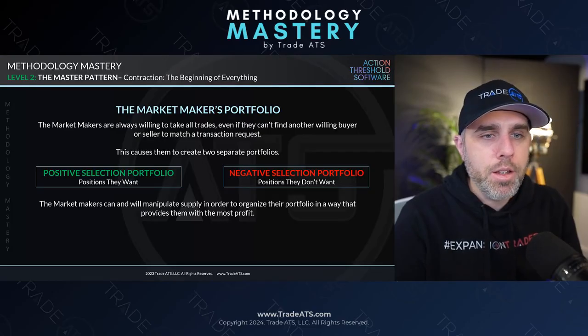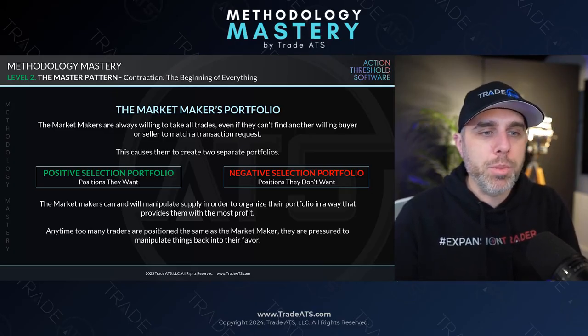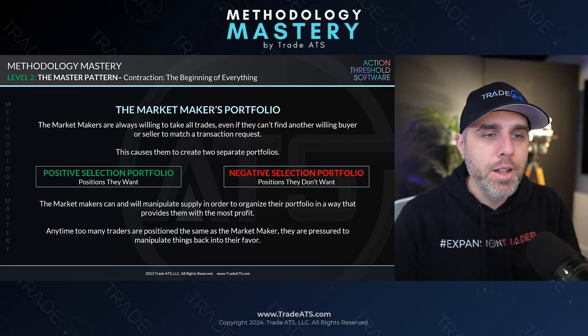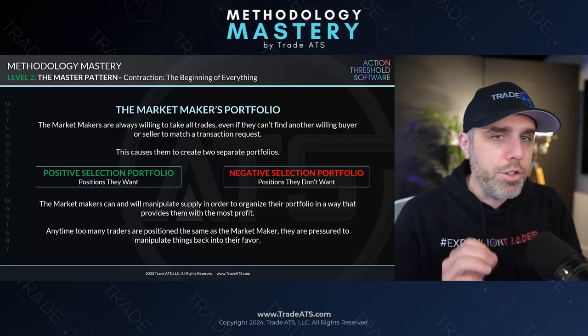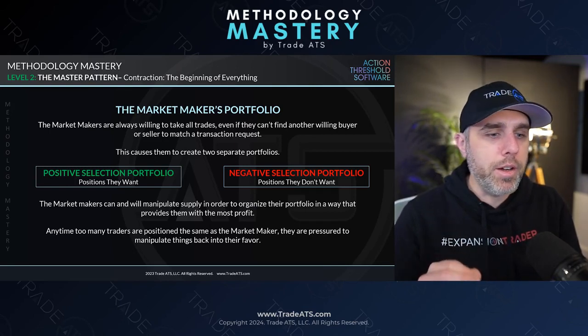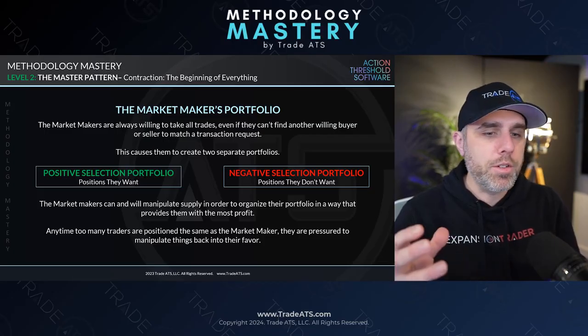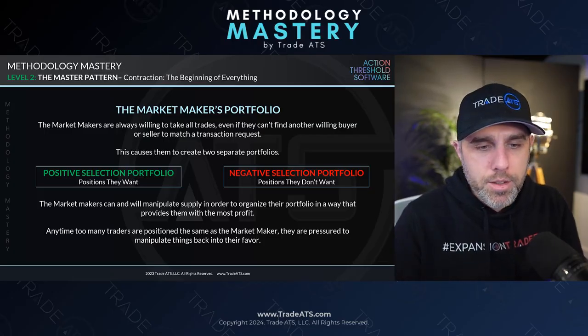So the market makers can and will manipulate supply in order to organize their portfolio in a way that provides them with the most profit. Anytime too many traders are positioned the same as the market maker, they are pressured to manipulate things back into their favor. Now, just real quick, I know that this always has kind of a nefarious overtone to it, like the market makers are always out to manipulate the market just for the pure fact of stealing money from the sheep.